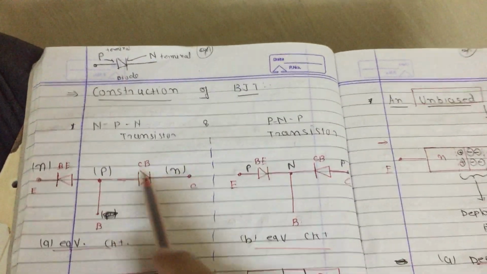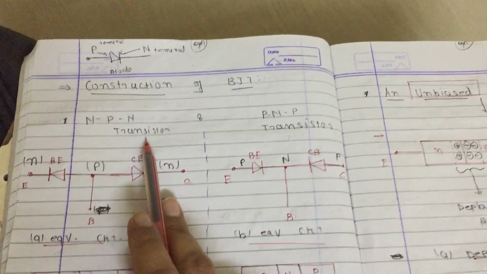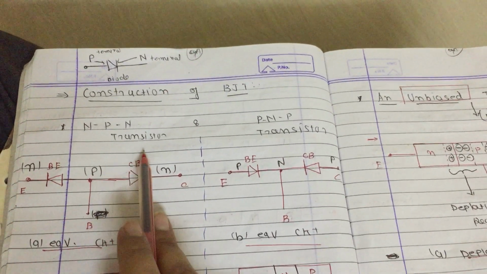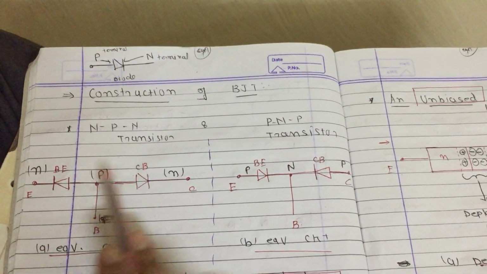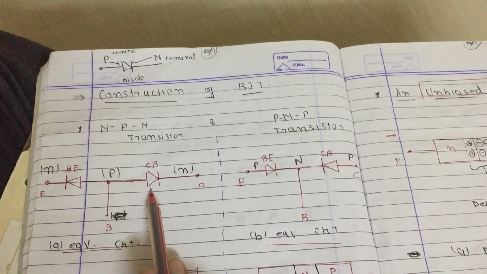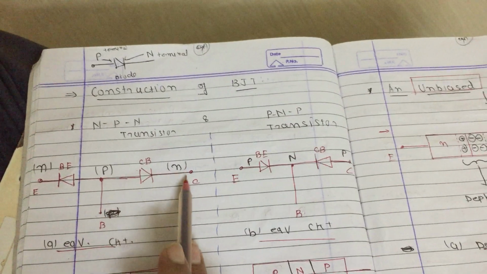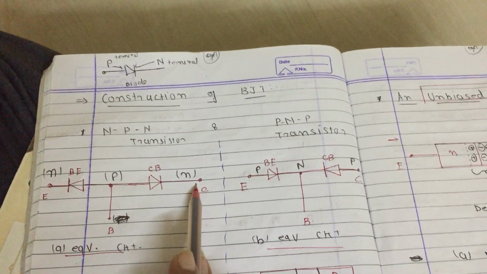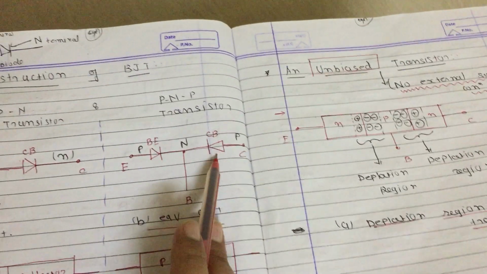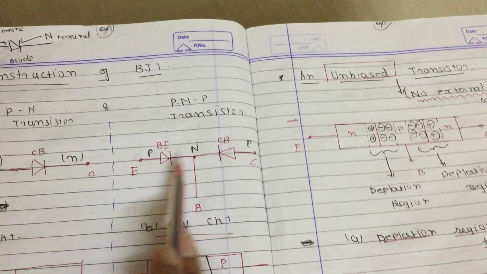Okay. You can also represent a transistor using two back-to-back connected diodes. So in equivalent circuit we are representing a transistor using two equivalent back-to-back connected diodes. Okay. This is symbol of NPN. So diodes must be connected in this manner, and in PNP we must connect the diodes in this manner.